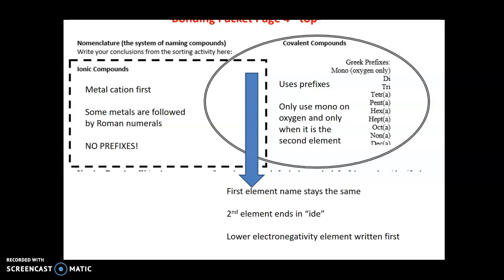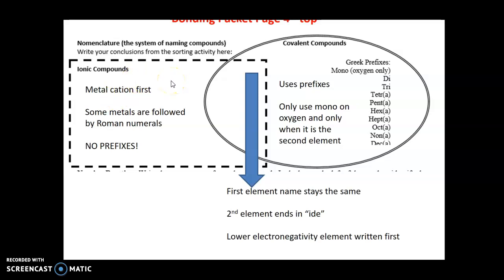And in common between the two types is that the first element name stays the same. It's the same as it is on the periodic table. It's carbon or sodium. And in both cases, ionic and covalent, the second element is going to end in ide. And also the lower electronegativity element is most commonly written first, both for ionic compounds where the metal would be less electronegative, and for covalent compounds where it's between two nonmetals.